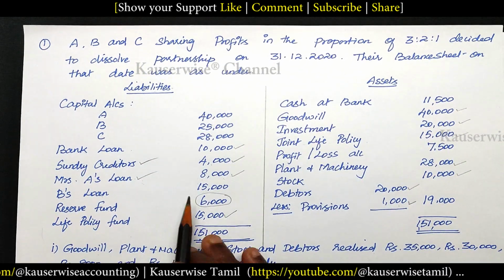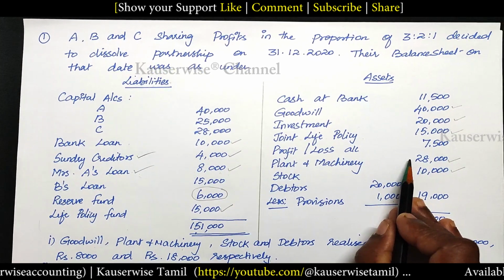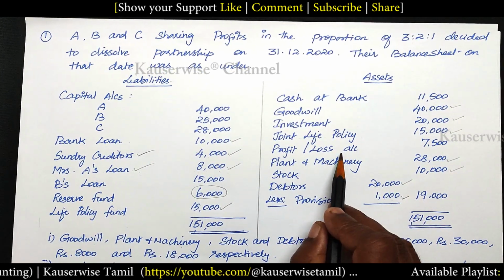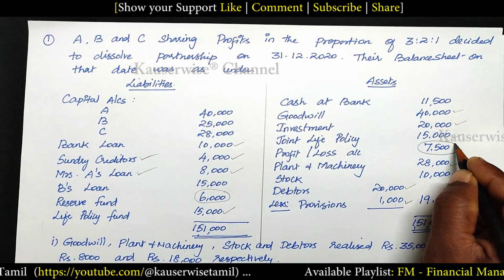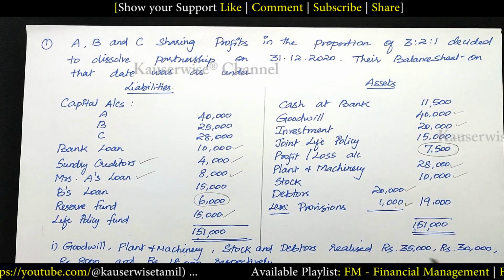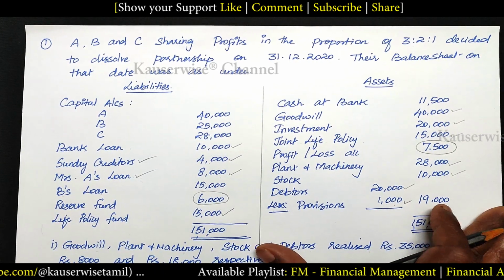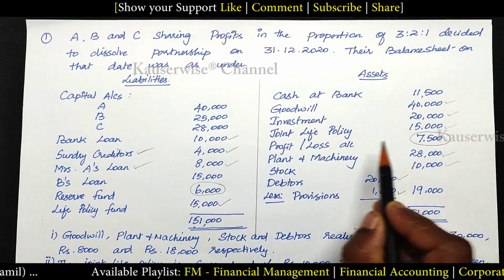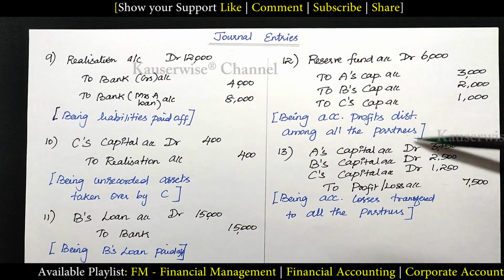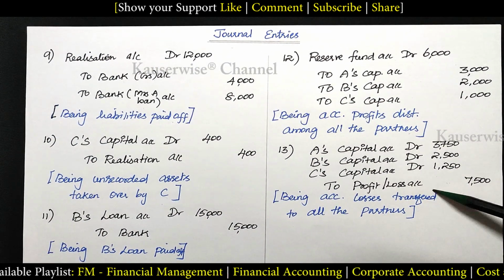In the same way we have accumulated loss also. Under asset side you can find this profit and loss debit balance. This is the loss. Again this will be transferred to partners' capital account. So what is the entry for that? Partners' capital account debit to profit and loss account. Okay, see the entry for transfer of accumulated profit and losses.